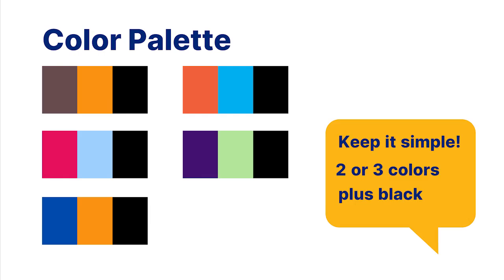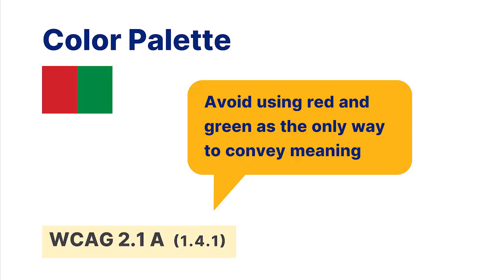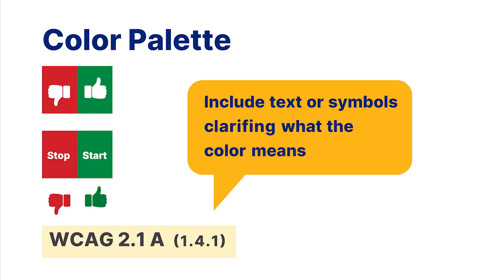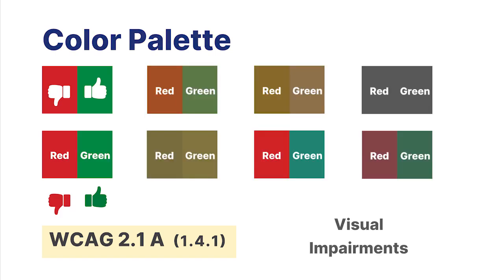And I think about what color the text will be and what color other elements will be, and I test them out before finalizing a color palette. This upfront time will save you time in the long run, and you can save the palettes that work for future projects. Per WCAG 2.1 A 1.4.1, avoid using red and green colors as the only way to convey meaning, unless you include text or symbols clarifying what the color means. These are samples of how some people with visual impairments view red and green.